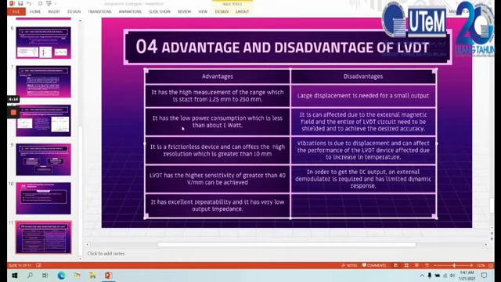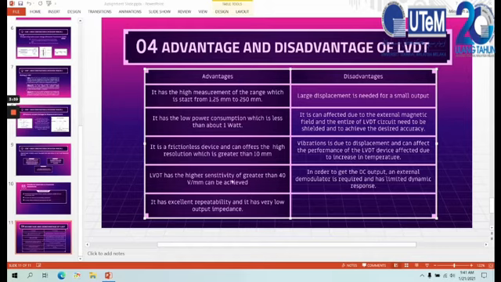Second, it has low power consumption, which is less than about 1 watt. LVDT does not have a high power consumption. It only has low power consumption, which is less than about 1 watt. Third, it is a frictionless device that can offer high resolution, which is greater than 10 mm.